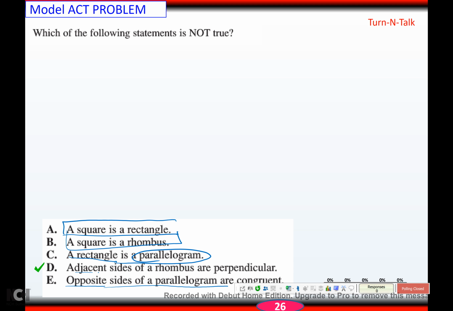This D says adjacent sides of a rhombus are perpendicular. Well, if it's a rhombus, okay, it has all the properties of a parallelogram and all 4 sides are congruent, but adjacent sides of a rhombus are not perpendicular. If that was true, then you would have a rectangle.